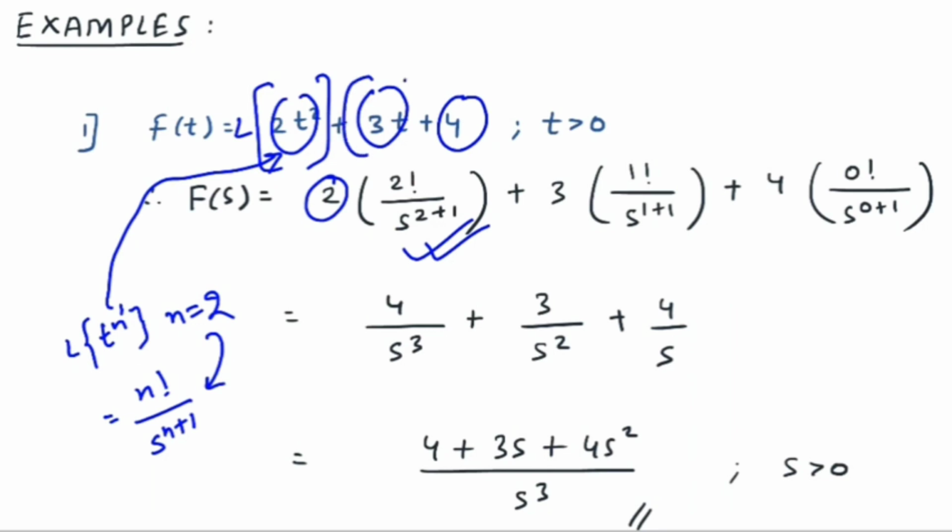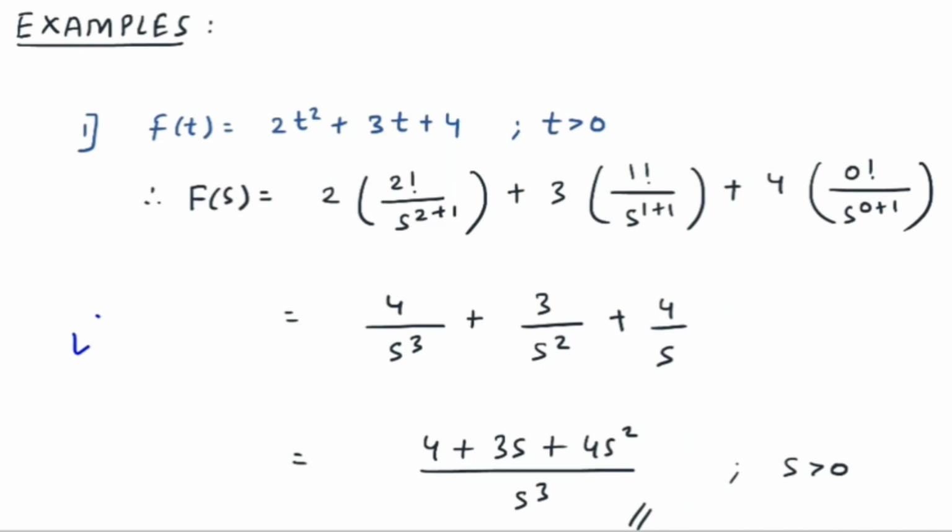Then Laplace of 3t, again constant is there, you can take it outside, so 3 is outside. Laplace of t would be 1 factorial upon s raised to 1 plus 1. Now comes the interesting point, what if I have a constant? For that, either you can say Laplace of a constant is equal to constant upon s, or you can think like this, Laplace of t raised to 0 into a is equal to a into Laplace of t raised to 0, which is 0 factorial upon s raised to 0 plus 1.